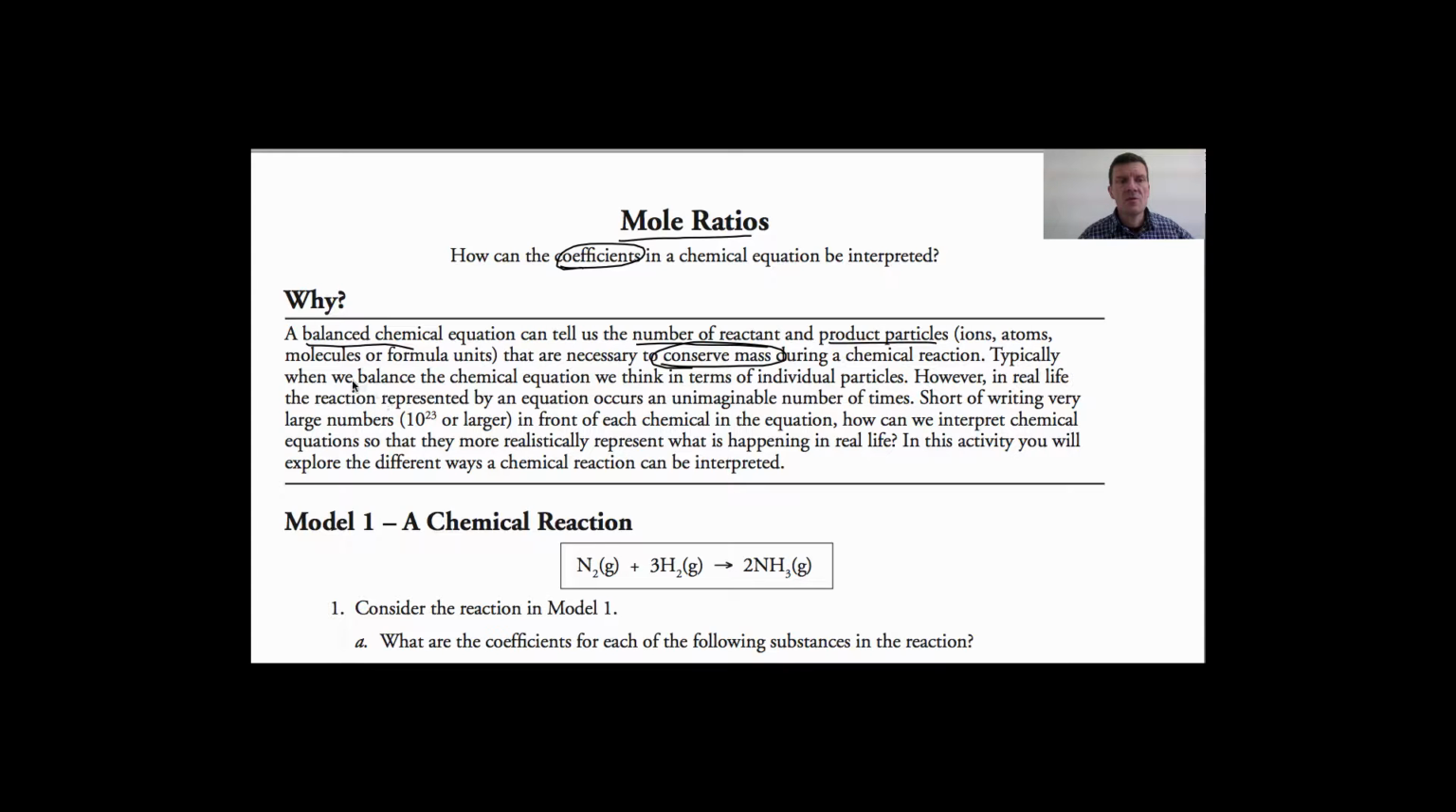So typically, when we balance the chemical equation, we think in terms of individual particles. But remember, we mentioned that we can't count, we can't see individual particles. So we often talk in terms of moles, a much larger quantity in chemistry. And remember, that mole is just a number. Okay. So we talk about larger quantities in chemistry instead of just an individual particle. So in this activity, we are going to look at different ways to explore a chemical reaction and how we interpret the numbers in a chemical reaction.